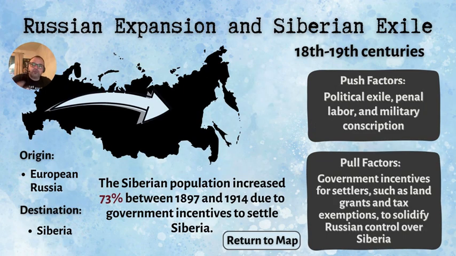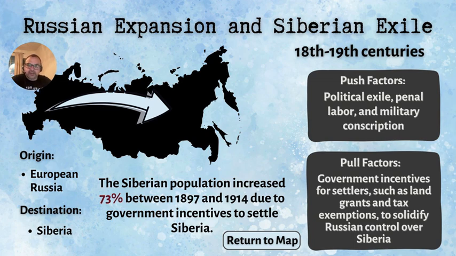Now, next, we'll talk about Russian expansion and Siberian exile. So there's two formats of migration here that we'll talk about with Russia, particularly during the 18th and 19th centuries, which would be the 1700s and 1800s. And there's a couple different factors. One, the Russian government is trying to solidify its control over this huge territory that's very sparsely populated. And they offer up things like free land, no serfdom, right?